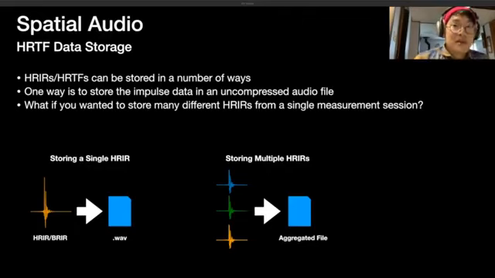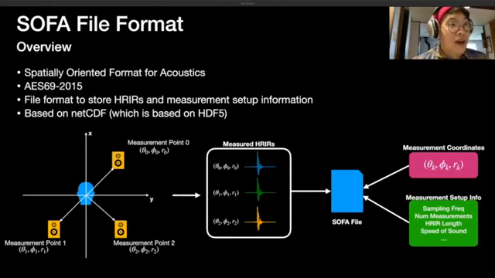So it would be really nice to have some kind of file format that allows aggregation of those impulse responses in one file. And it turns out there is such a file format called the SOFA file format. SOFA standing for Spatially Oriented Format for Acoustics. This is an AES standard, so if any of you are interested in reading the standard, it's AES 69-2015. You can find that on the aes.org website. The SOFA file format is a specification that details how impulse responses should be stored and organized.